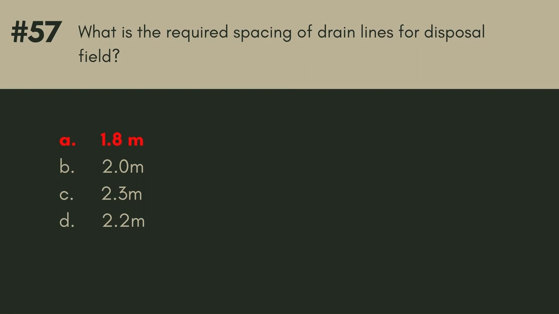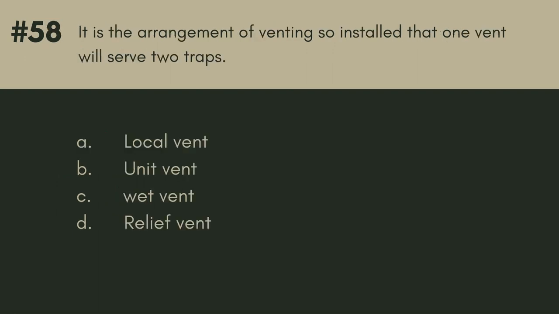1.8 meters. Question 58. It is the arrangement of venting so installed that one vent will serve 2 traps. A. Local vent. B. Unit vent. C. Wet vent. D. Relief vent. The answer? It's B. Unit vent. Unit vent. It is the arrangement of venting so installed that one vent will serve 2 traps.